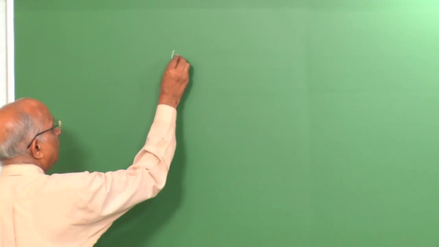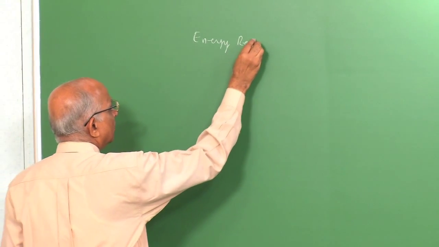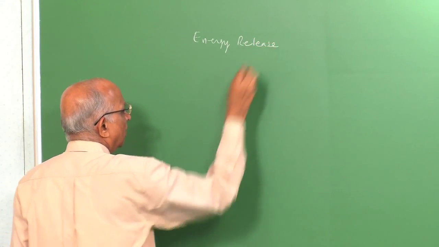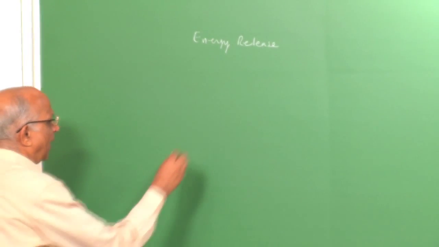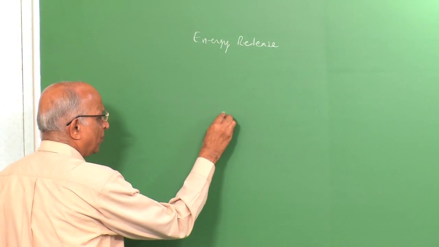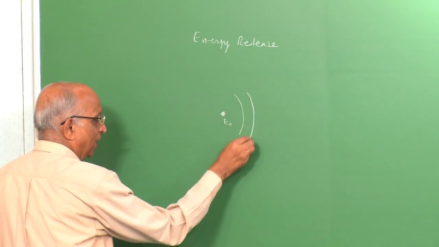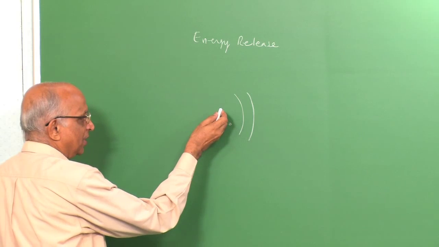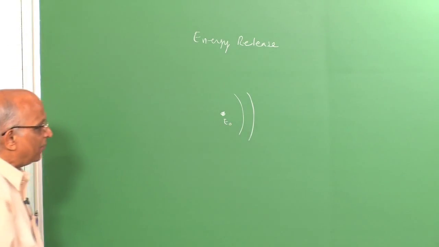In today's class, we will address the issue of energy release. Whenever we have been talking of explosions, what did we say? At some point or at some source, some energy E naught gets released, and if the energy release is spontaneous, we get a blast wave which does the particular damage.